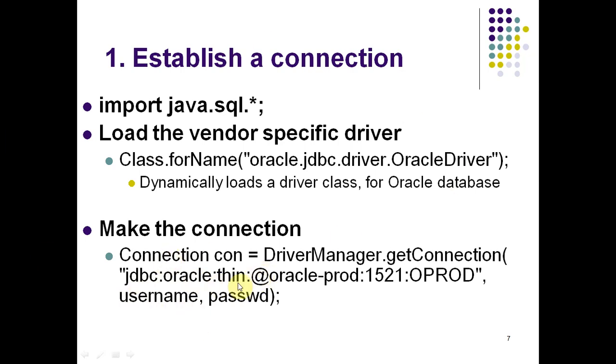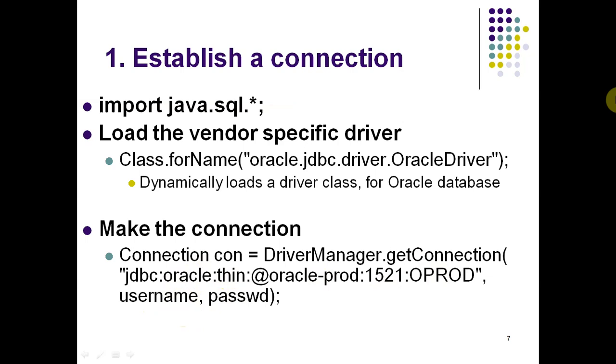Colon thin, then the DSN name, colon @oracle-prod, colon 1521 is the port number, and OPROD. Same way we'll write here, and username and password we'll mention here. In case of SQL, we'll also mention username and password. In case of MS Excel, we will not write username and password, but we will provide only a blank value. So this is username and password. This is the connection string, and accordingly we have to mention this one.